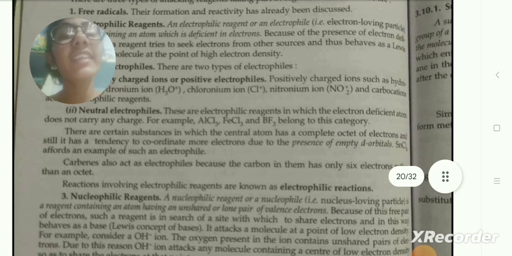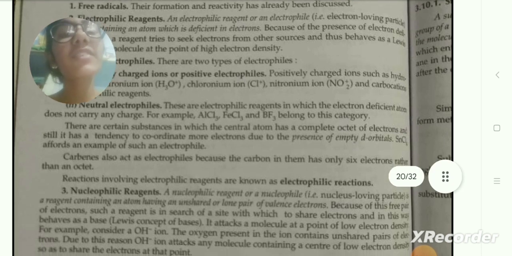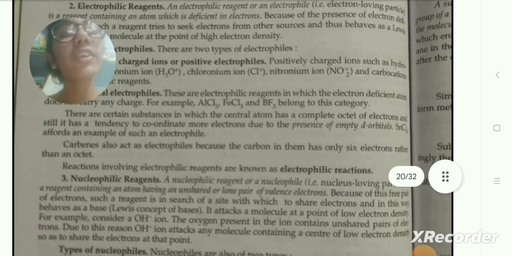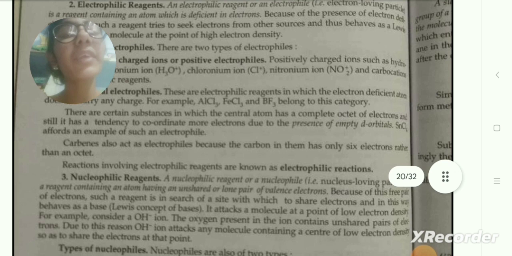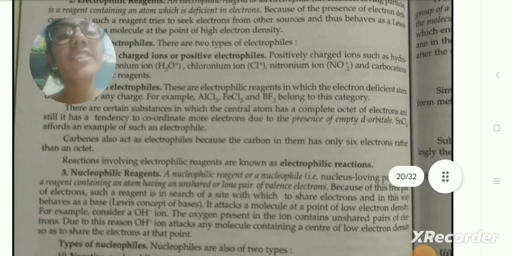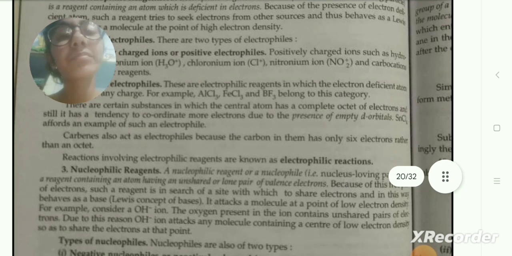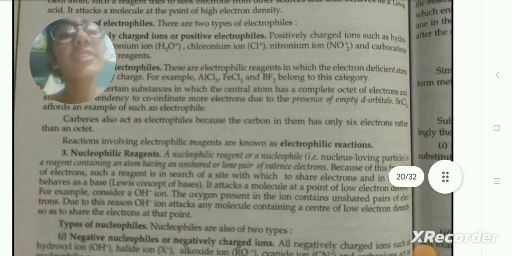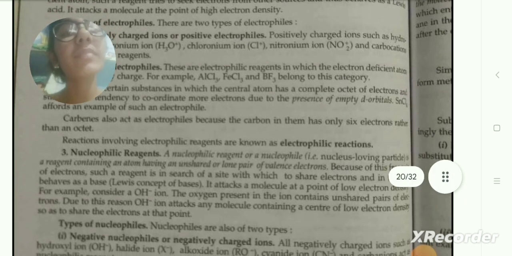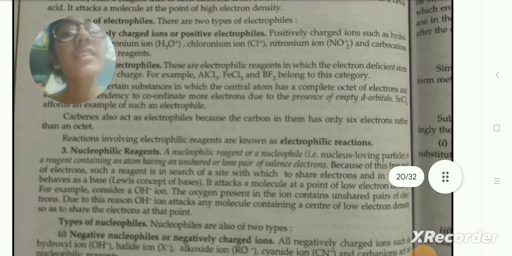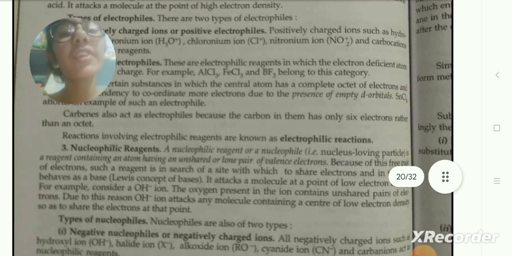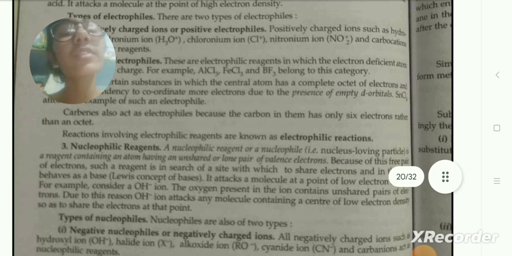There are certain substances in which the central atom has a complete octet of electrons and still has a tendency to coordinate more electrons due to the presence of empty d orbitals. SnCl4 is an example of such an electrophile. Carbenes also act as electrophiles because the carbon in them has only 6 electrons rather than an octet. Reactions involving electrophilic reagents are known as electrophilic reactions.